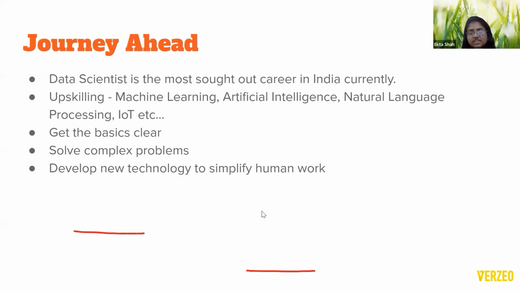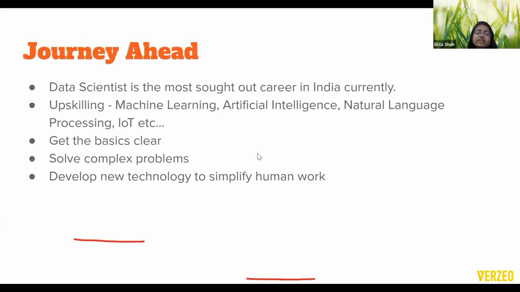Last but not the least, the journey ahead. That is what is in store for you as students in data science. Currently in India, data scientist is the most sought-after career option. What you will need to do on the upskilling side is equip yourself on these topics, that is machine learning, AI, NLP, which is text-based analysis, IoT, etc. The main task that you need to do is get your basics clear. That is your numero uno task.